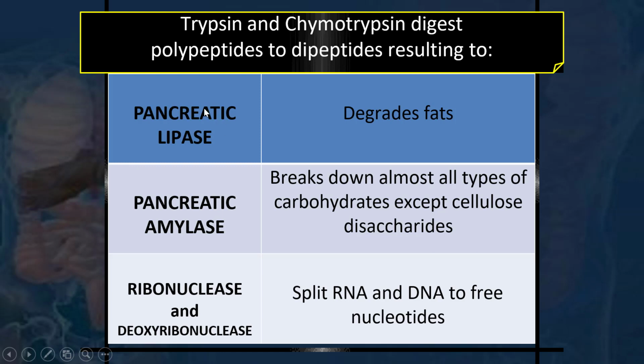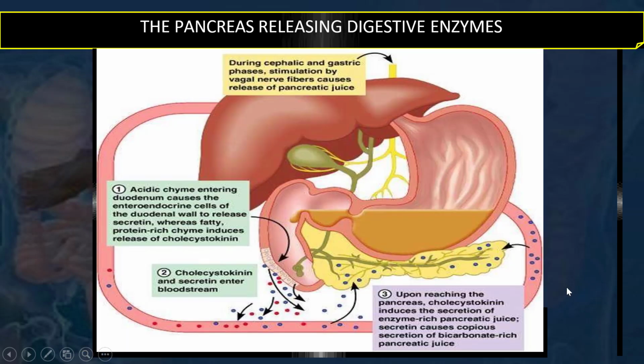The pancreatic lipase enzyme is helpful in digestion of fats, and amylases break down almost all types of carbohydrates except cellulose, disaccharides. Ribonuclease and deoxyribonuclease split RNA and DNA to free nucleotides. The pancreas releasing digestive enzymes is very important. So how does all this take place?